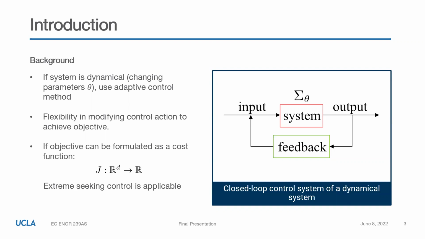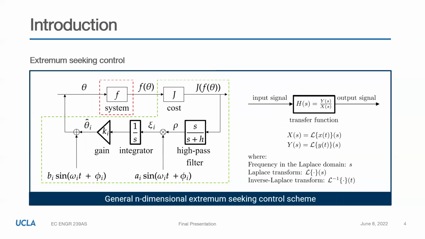For dynamical systems, i.e. system parameters theta change with time, adaptive control methods give the control law flexibility in modifying its action to achieve its objective. When the objective can be formulated as a differentiable cost function, J mapping elements from R^d to R, extremum seeking control is an effective adaptive control strategy that can track local minima or maxima of J with guaranteed convergence and stability under a set of well-defined conditions.